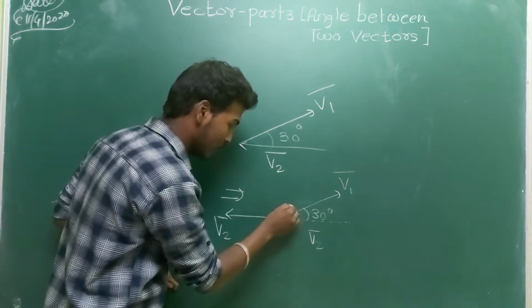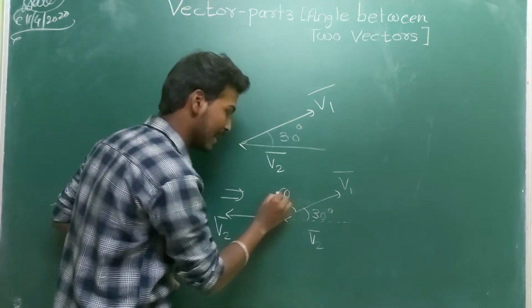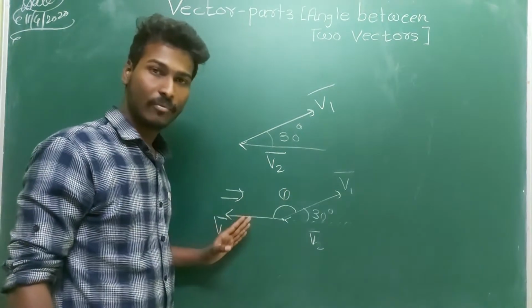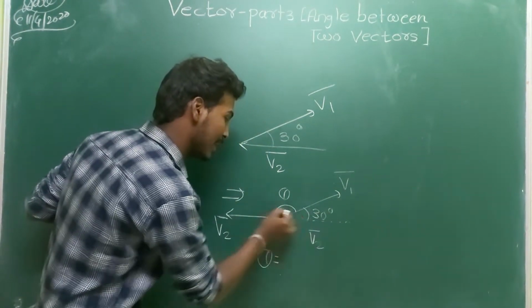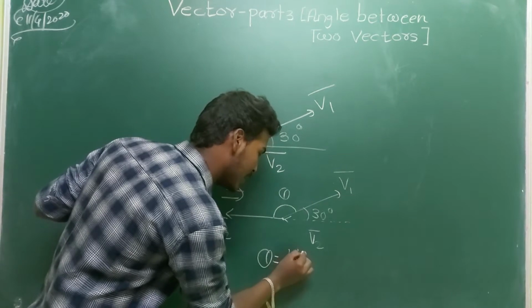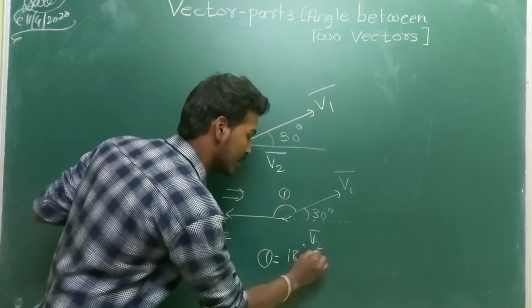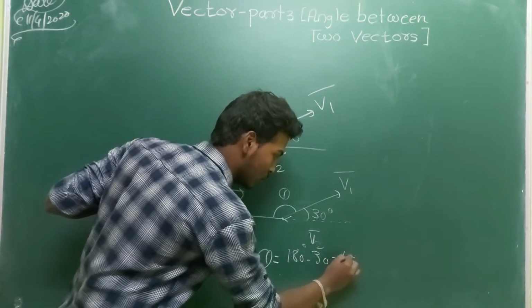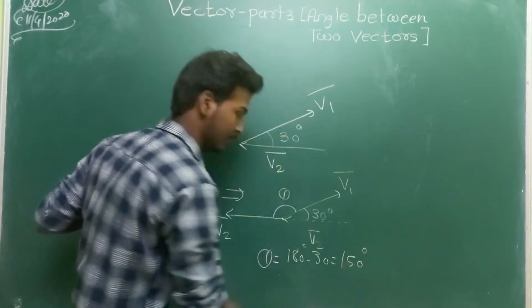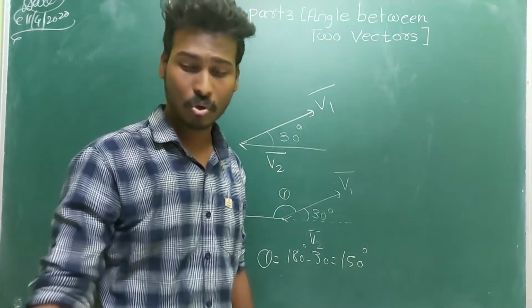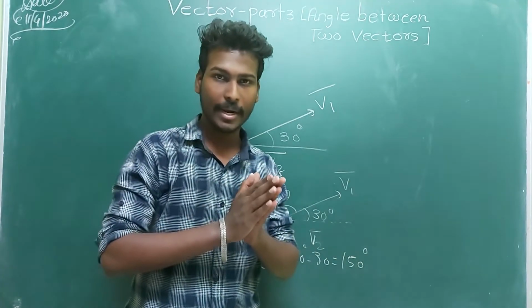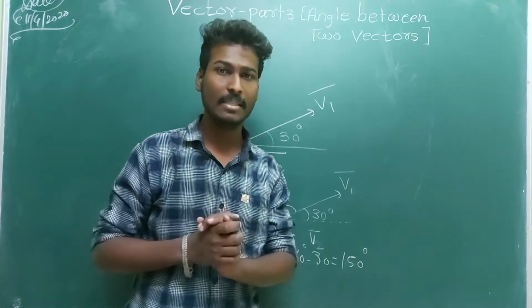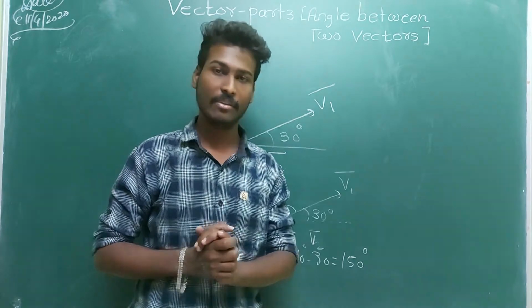So now we can measure theta as the angle between v1 bar and v2 bar. So theta is equal to, this total angle will be 180 degrees, so 180 degrees minus this 30 degrees. So it is equal to 150 degrees. That's it. I'm sure that you have got my point, that whenever head to head or tail to tail placement is there, then it's okay, you can easily find the angle.